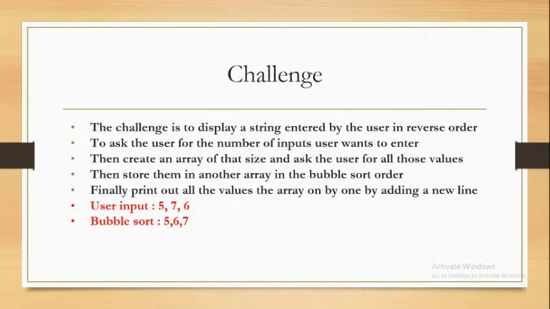And the second challenge, this is mainly best for arrays, is you have to ask the user how many inputs they want, and then you have to create a base array of that size, ask the user to input the numbers one by one, and then store them in another array in bubble sort manner. What is bubble sort manner? For example, if the user entered 5, 7, 6, you have to store them as 5, 6, 7.